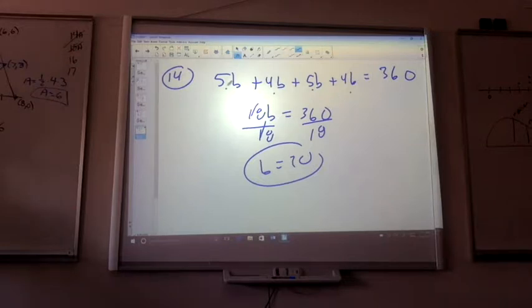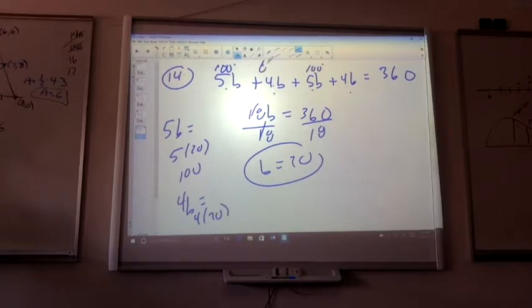So the sides that are 5b and 5b, that would be 5 times 20. So that would be 100. So this would have an angle of 100 degrees. This would be 100 degrees. If I take 20 and plug it into the 4b, you get 4 times 20, which is 80 and 80. So 100 plus 100 is 200, plus another 160 is 360, so it works out.